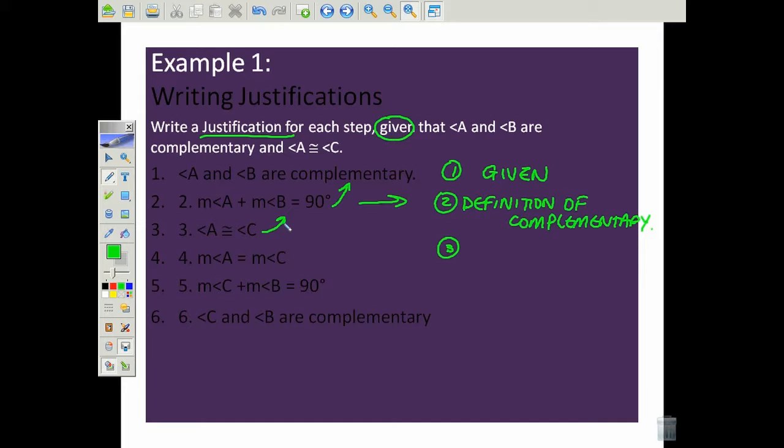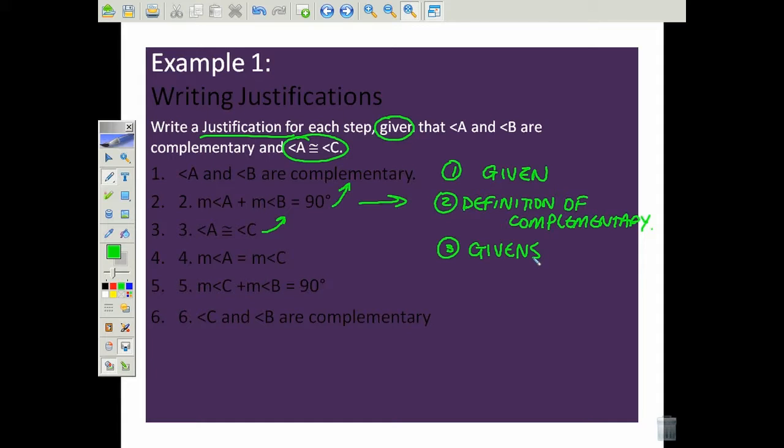Does the previous step tell me why I can say this? No. So it must come from somewhere else. And I look up here and I see that it's already up here. And so this is another one of our givens. Okay, that's the reason why we can say that. Okay, so once again, remember, these justifications are coming from given information, theorems, definitions, postulates.